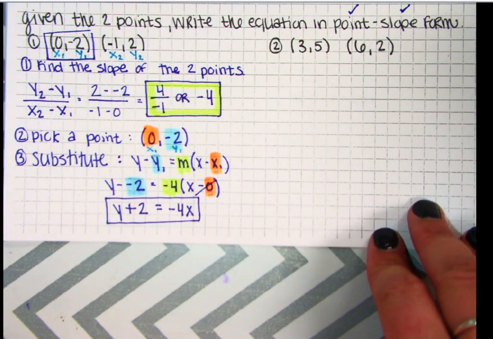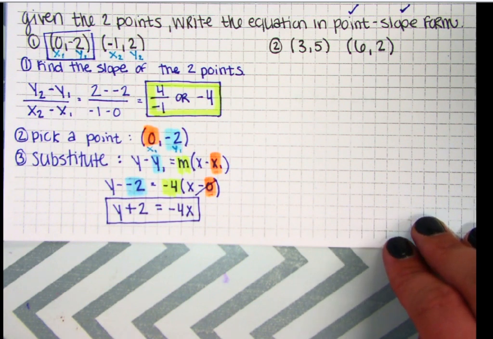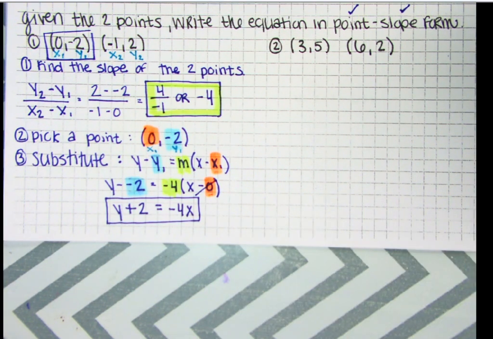Okay, do you want to try to do number 2 all by yourself and see where we're at? Step 1 is slope. Step 2 is you pick any point you want. Step 3 is to plug it in. Same steps. Okay, so try number 2.